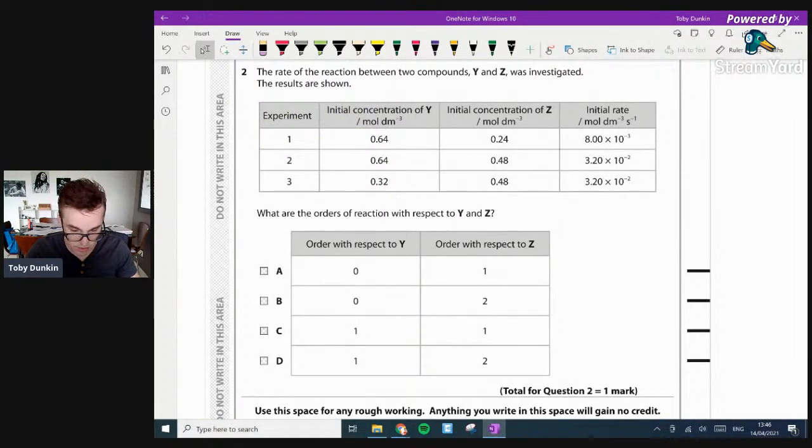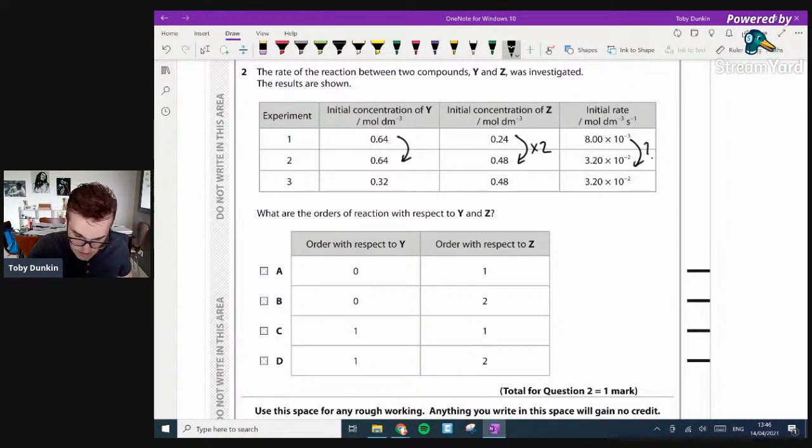So this is just usual. We'll just be given a table of data on concentrations, and we're looking for their orders. So in reactions 1 to 2, Y has been kept the same, Z has been doubled. So what now has been the impact on the rate?